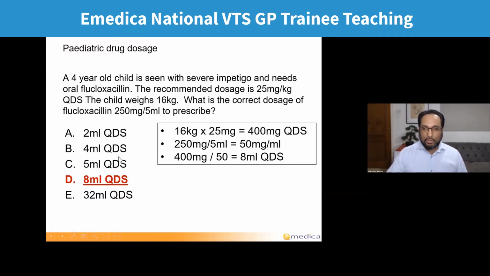All these doses are QDS, okay? So then you can ignore the QDS. All you need to worry about is 25 milligrams times 16, 250 divided by 5, and then just do this math. The QDS, you can ignore, because it basically cancels out, right? That bit there, and they're all QDS dosings in the answers. So we can forget that.